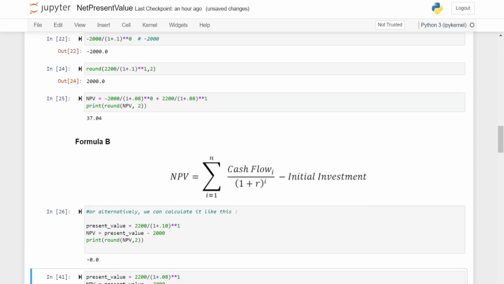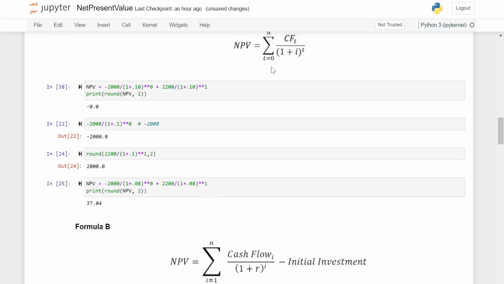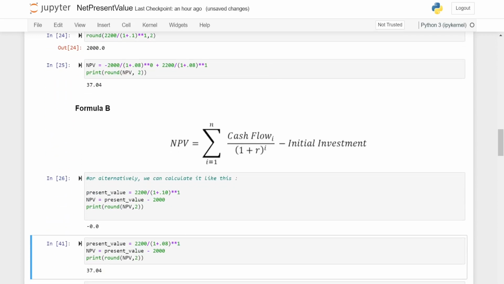We know for 10% it will be 0. But what we are doing, we are using a slightly different problem, right? Here the period starts from 1. Here the period starts from 0. And if it is 8%, well, 37 rupees 4 paise. Correct. What are we doing here again? We are calculating. There is only one inflow, a single cash inflow. So that single one we are considering, that is our present value, minus 2000, that is the initial investment. We are deriving the net present value.